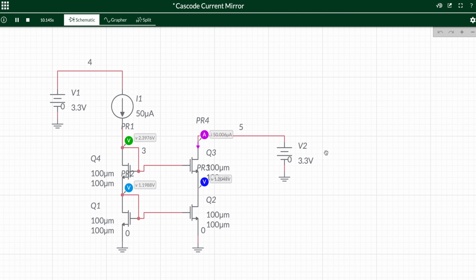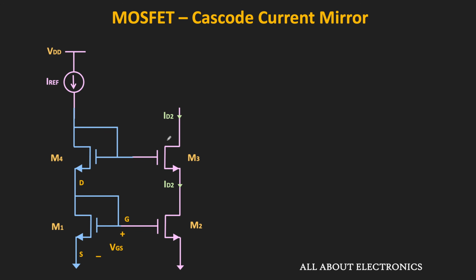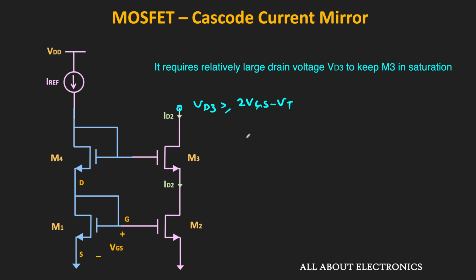And here if I change this voltage VD3, there is still a very small amount of change in the ID2. The only downside of this circuit is that to keep the MOSFET M3 in the saturation, the voltage at this end, or the VD3, should be greater than or equal to 2 VGS minus VT. So when such a circuit is used for driving the amplifiers in the IC, the available voltage swing for the AC signal will reduce. And it is particularly important in the ICs where the operating voltages are very low. So that is the only downside of this cascode current mirror.